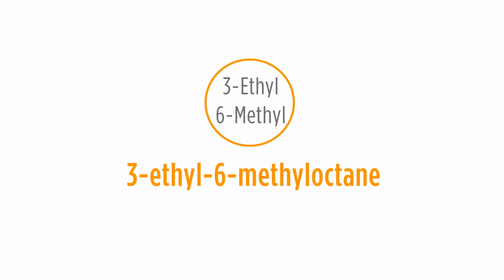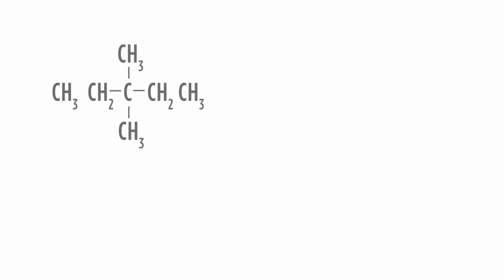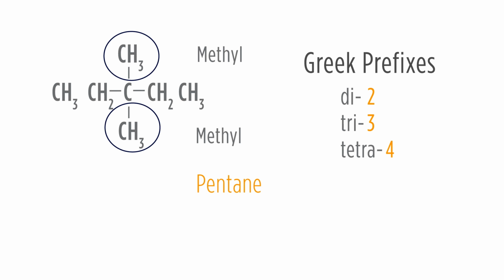There's one other thing that we need to consider. What if we have more than one of the same substituent? Let's look at one more example and see how this is named. Here we have 5 carbons, so that's going to be pentane, and we have 2 methyl groups. We will not call this 3-methyl, 3-methyl pentane. What we'll say is that we have 2 methyls. The way we indicate that we have 2 methyls is that we use the Greek prefixes. Di for 2, tri for 3, tetra for 4, and so on. So therefore, the name for this one would be dimethyl pentane.